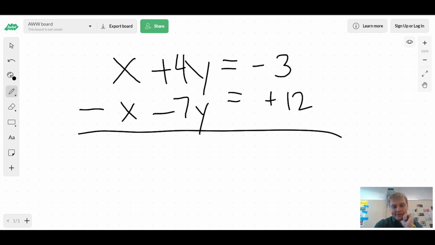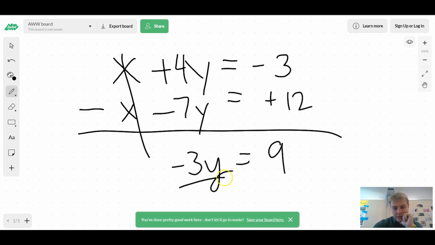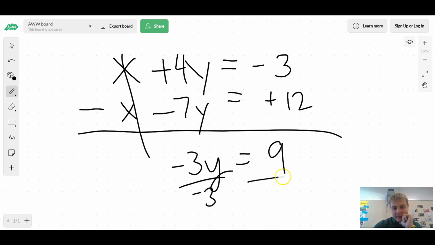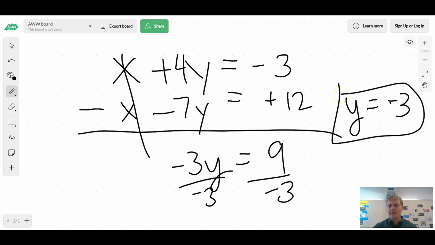And since that's already negative, we'd make it a positive. We then add straight down, so that's going to cancel out. That's going to give me negative 3y, and this is going to give me 9. We would then divide both sides by negative 3, and I'd get y is equal to negative 3. Well, now that we have the answer of negative 3, what we're going to do with this is plug it into one of your two equations.